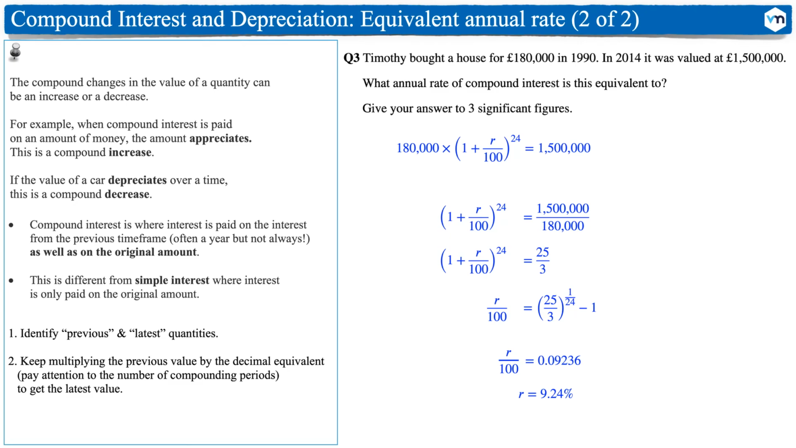Now if we raise each side of the equation to the power of 1 over 24 and then subtract 1, then r over 100 equals 25 thirds raised to the power of 1 over 24, subtract 1. Therefore, r over 100 equals 0.09236. And so multiplying by 100 and giving our answer to 3 significant figures, r equals 9.24%.